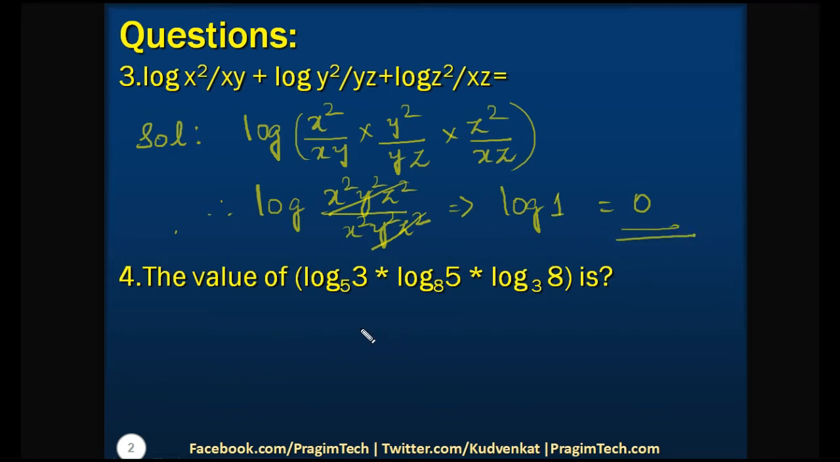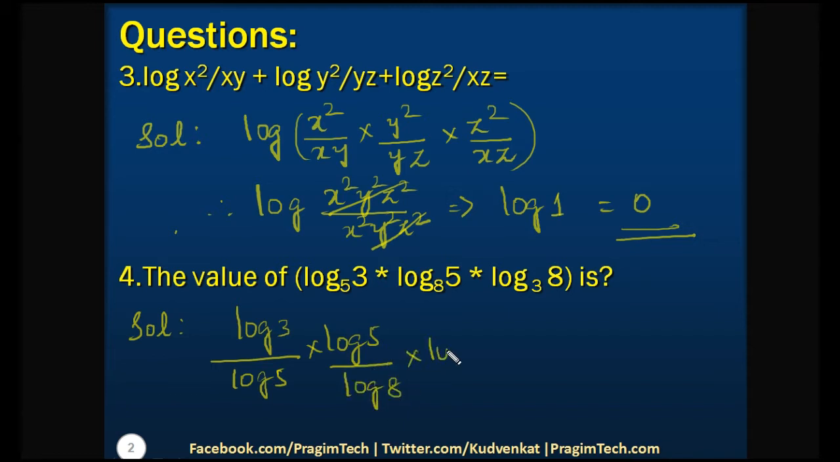The value of log 3 to the base 5 into log 5 to the base 8 into log 8 to the base 3. From the properties, this we can write it as log 3 by log 5 into log 5 divided by log 8 into log 8 divided by log 3. If you observe, log 8 we can cancel out, log 5, log 3 and log 3. So the value is going to be 1.